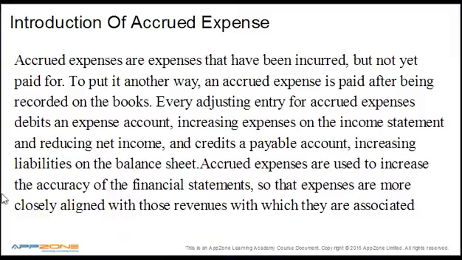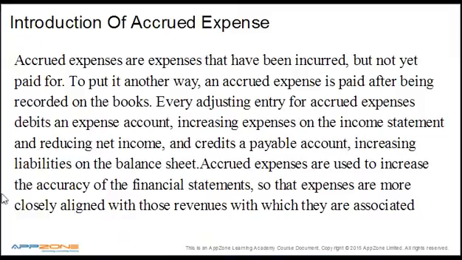Every adjusting entry for accrued expense debits an expense account, increasing expense on the income statement. So whenever we record accrued expense in our books, it increases our expense and reduces our net income, because expenses reduce income. And where do we credit when accrued expense is debited? We credit a payable account, which increases the liability on the balance sheet of the company.